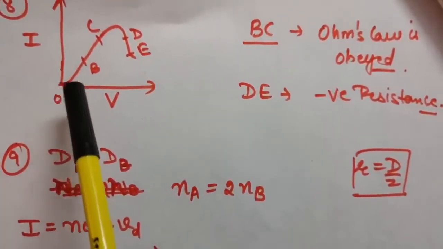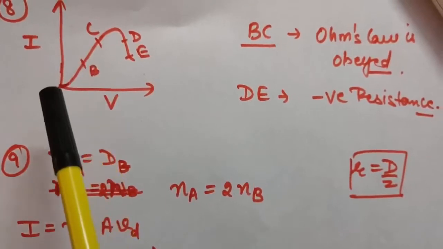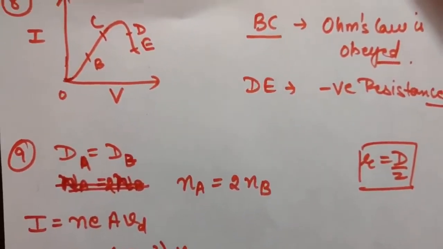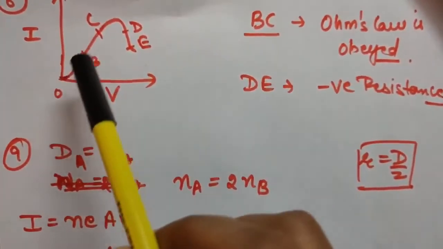And one more thing, OB is not a straight line graph. It is a curved graph. But as you know, for Ohm's law, the device follows a linear relation. So only BC represents Ohm's law here.